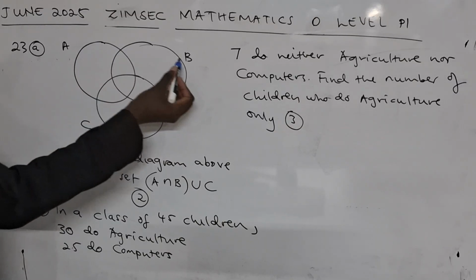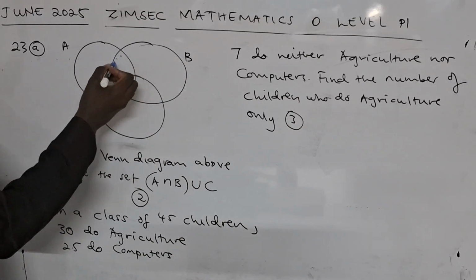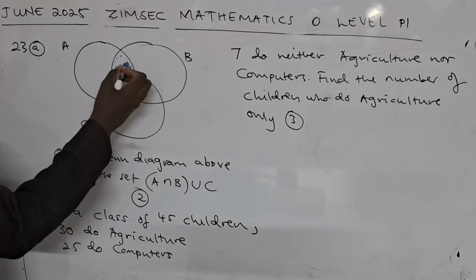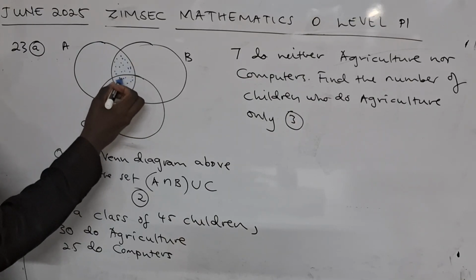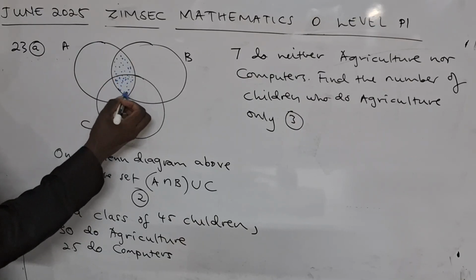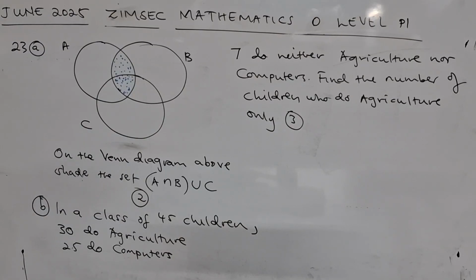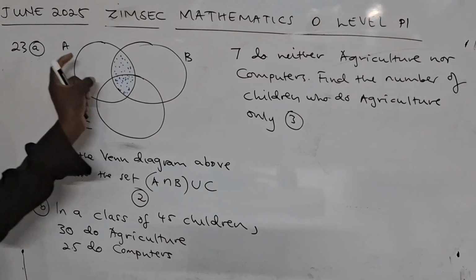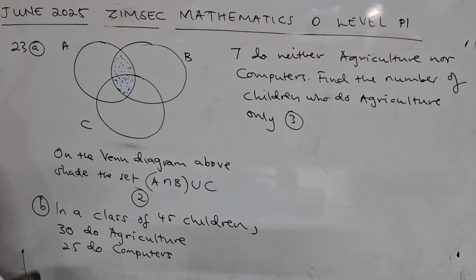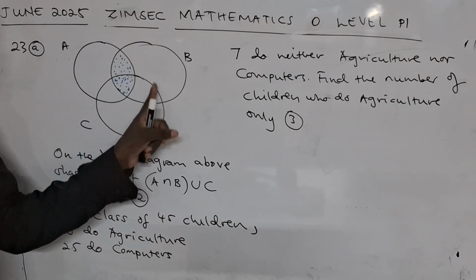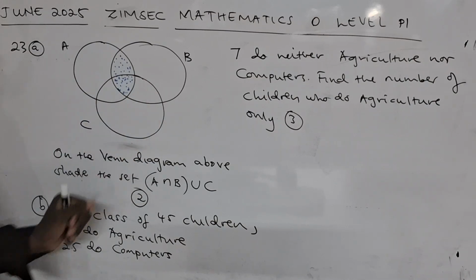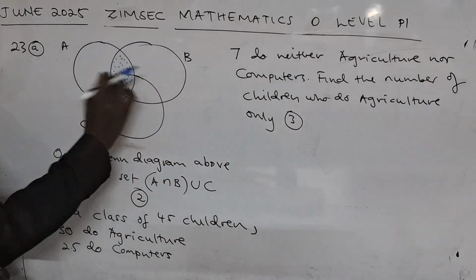See, A intersection B, this is A intersection B. This is A intersection B I am shading. Elements which are found in both set A and set B, the common elements. The elements which are appearing in set A are also appearing in set B. This is the region.